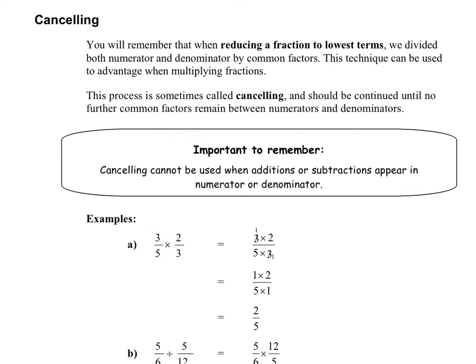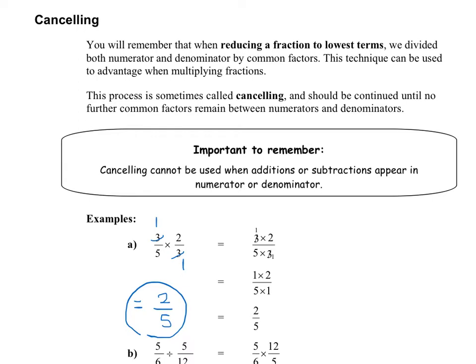So for instance, in this particular problem, the common factor is 3, and we can divide 3 into 3 once, 3 into 3 once, perform our multiplication, and we'll get an answer of 2/5. There are no other common factors for 2 or 5, so then this is our answer in simplest form.